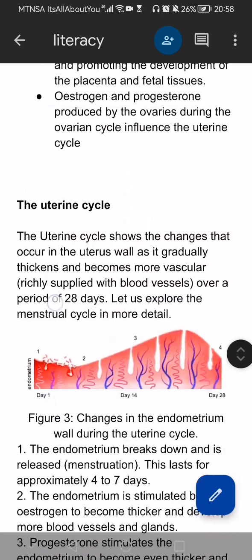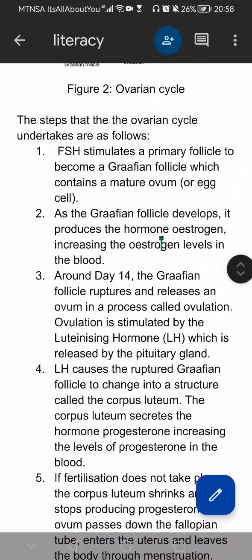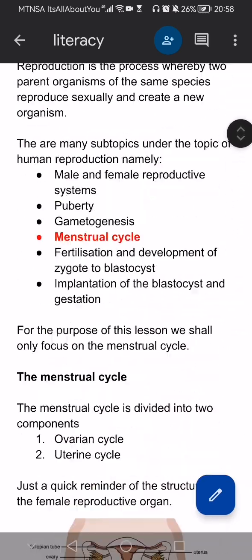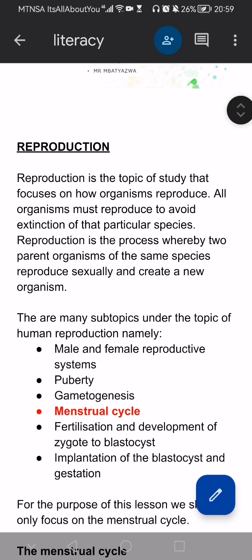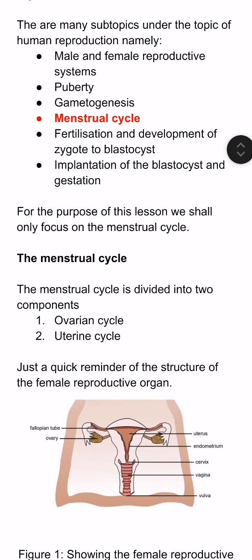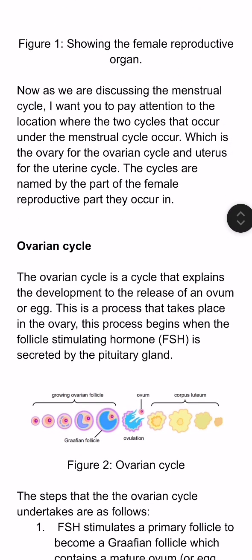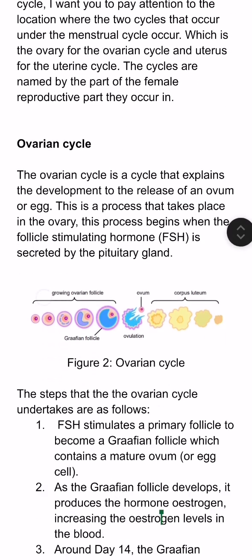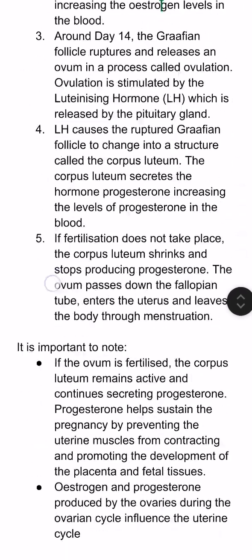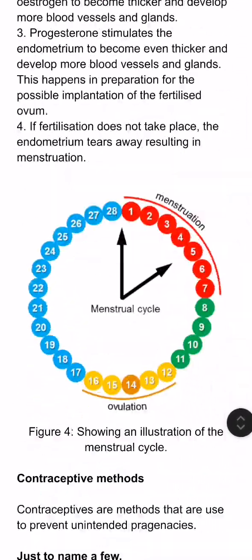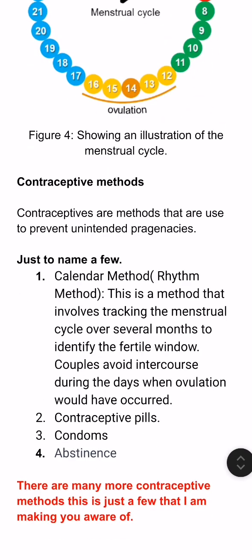Just to give you some information on this topic: we discussed what reproduction is. We discussed the menstrual cycle, that the menstrual cycle is composed of the ovarian cycle and the uterine cycle, right? And then at the end, we just spoke about a couple of contraceptive methods.